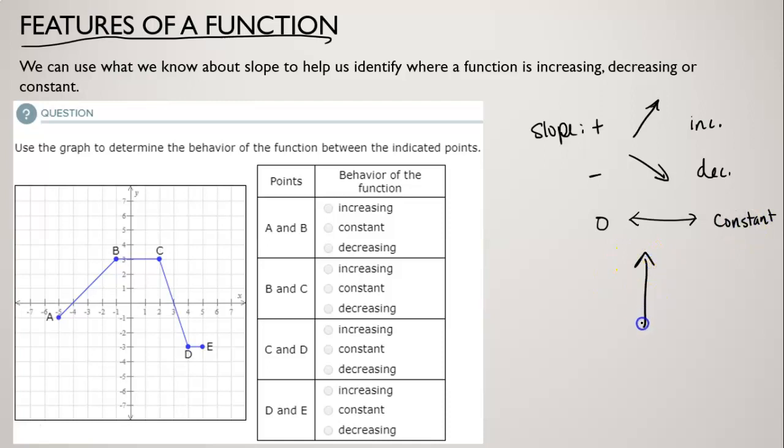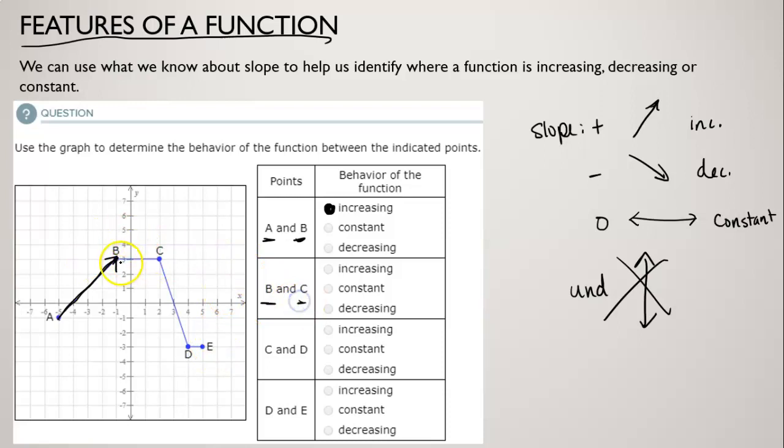We don't have to worry about vertical lines, which have an undefined slope, because that would not be considered a function because it fails the vertical line test. So we're only talking about features of a function. So it says, use the graph to determine the behavior of the function between the indicated points. So if I want to go in between point A and B, I usually connect those with a line so that I can see in between. And from left to right, that goes up. So that is an increasing part of the function.